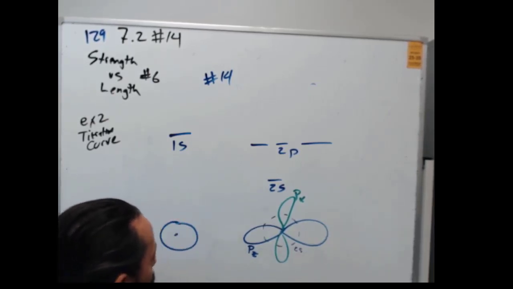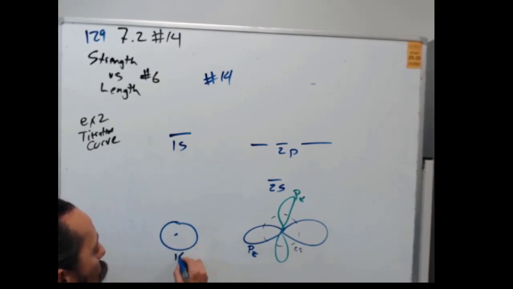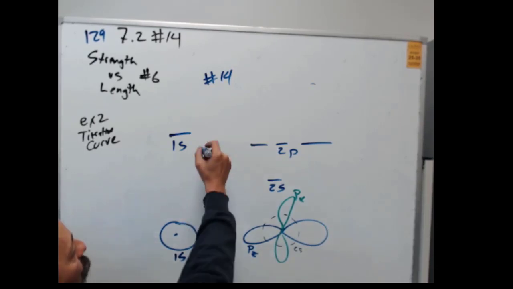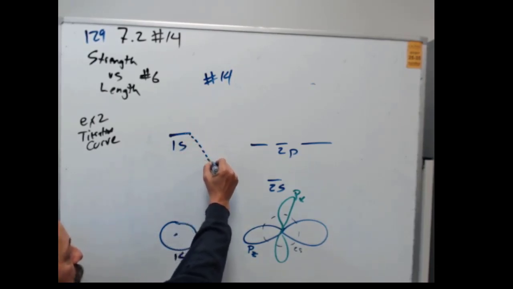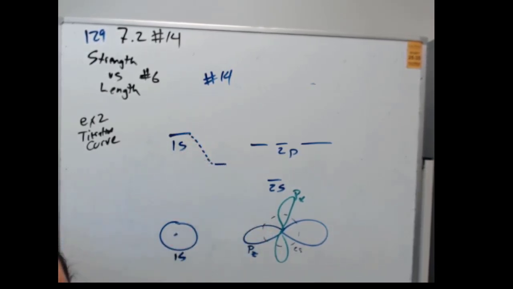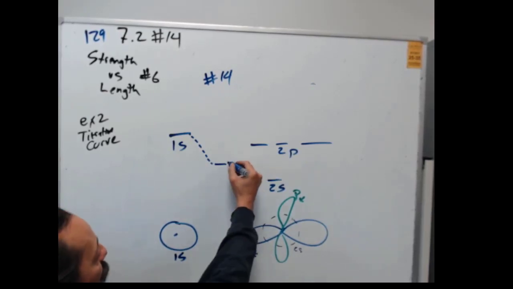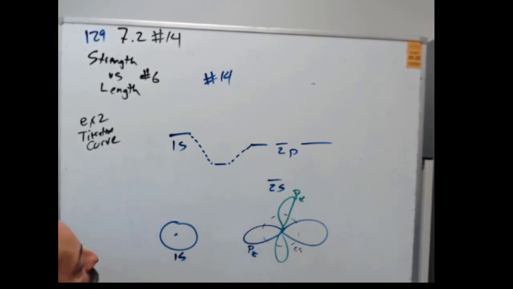When I look at what's going to bump into this first, my 1s and my pz are going to bump into each other first. So I'm going to form something cylindrical that's not going to be the same as anything else. I'm going to have my 1s and a 2p, a pz, bump into each other, and that's going to give me something.